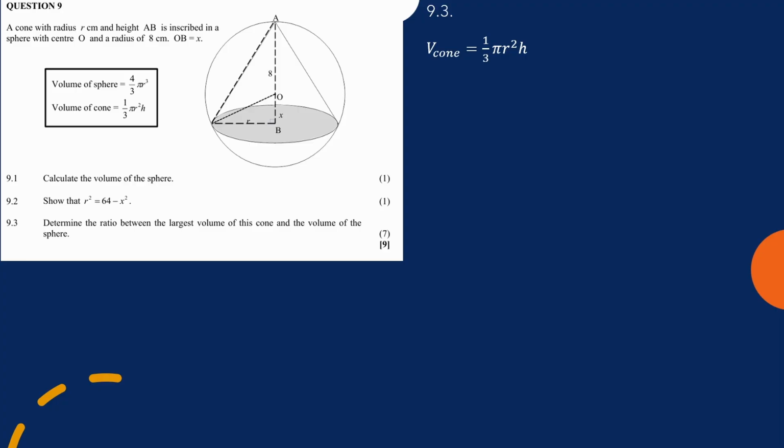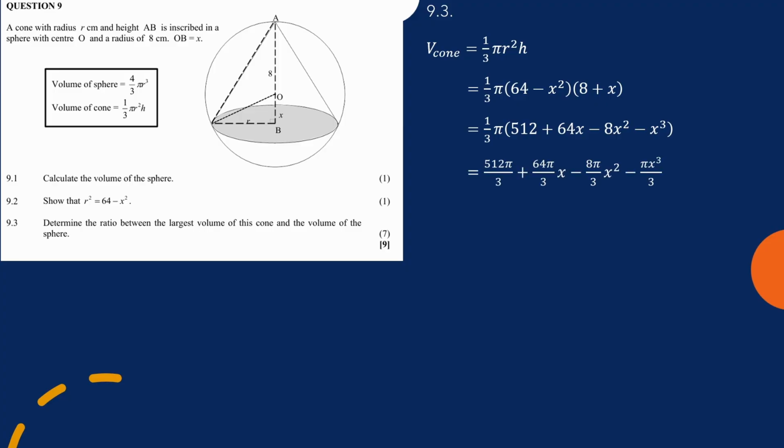We know that the height of the cone is AB, and looking at it, AB is equal to OB plus 8, which is equal to x plus 8, and hence for h I'll substitute in x plus 8. Substituting in everything I've just said, I get 1 over 3 pi of 64 minus x squared multiplied by 8 plus x. And now expanding my brackets, I get 512 plus 64x minus 8x squared minus x cubed. And now multiplying by the 1 over 3 pi, I get 512 pi over 3 plus 64 pi over 3 x minus 8 pi over 3 x squared minus pi x cubed, all divided by 3.